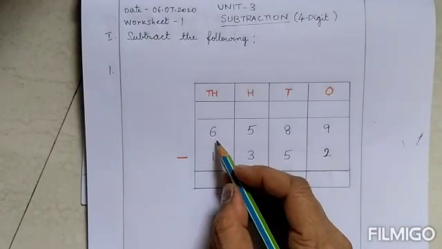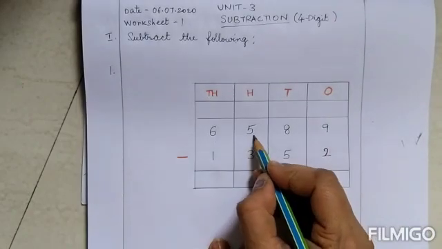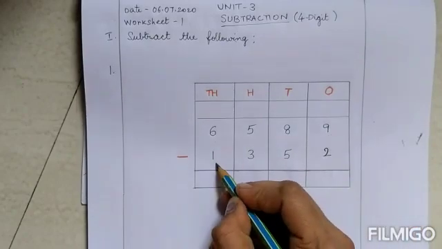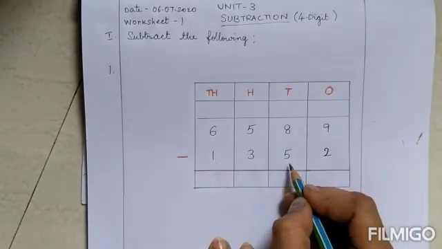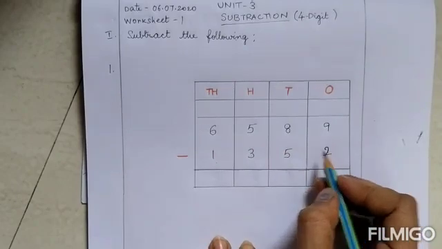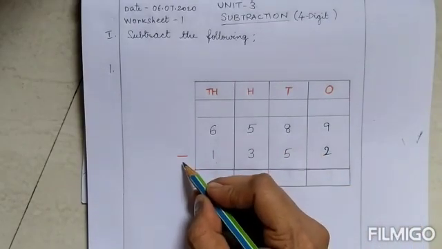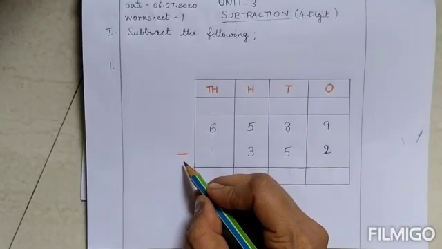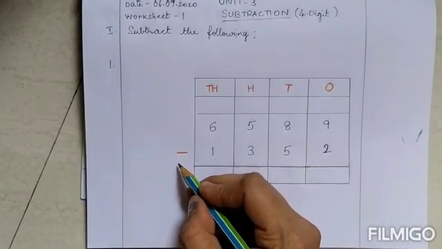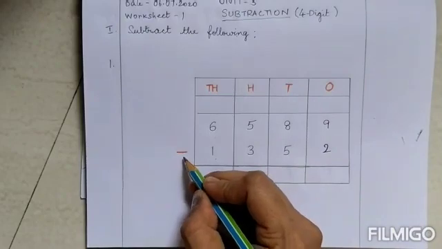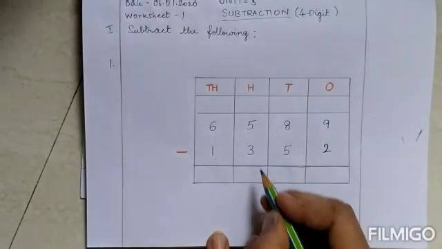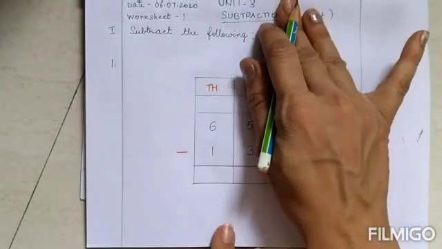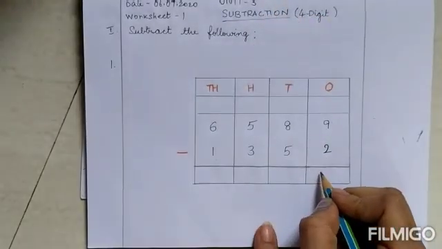The first number is 6589. The second number is 1352. And here see the sign minus that indicates subtraction. And this minus sign has to be next to the table. Now we have to do subtraction. And we have to start from the ones place.